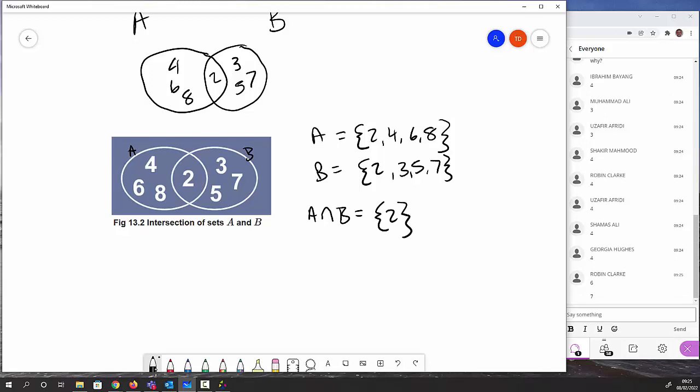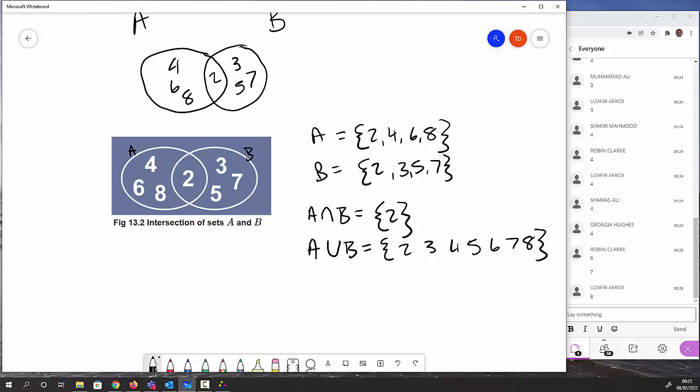Okay, the numbers are going up now, aren't they? So we've got the elements that are in A or in B. So that is equal to 2, 3, 4, 5, 6, 7 and 8, separated by commas. Okay, so that's everything that's in A or in B. Right, and then we've got this one here, which is called not A, and that's the elements that aren't in A. So that's the group called 3, 5 and 7.